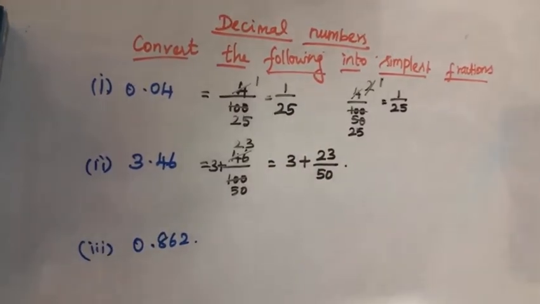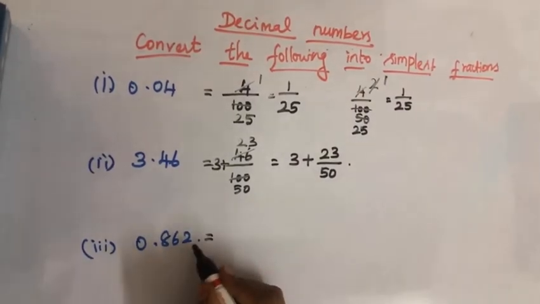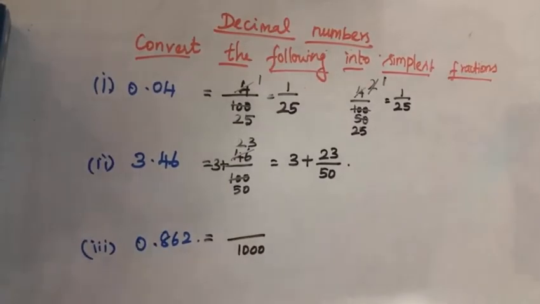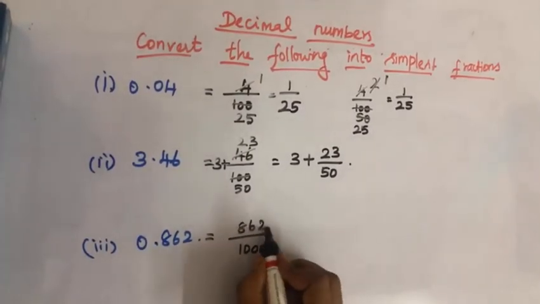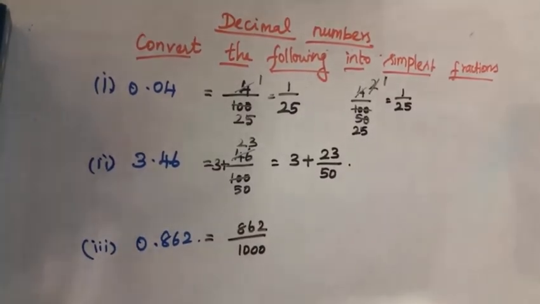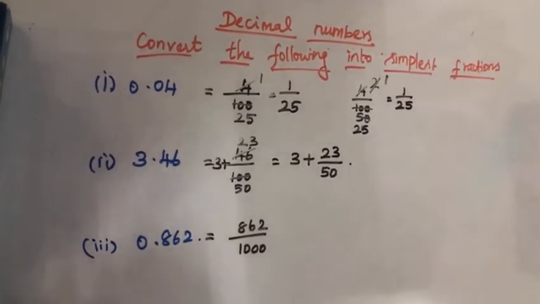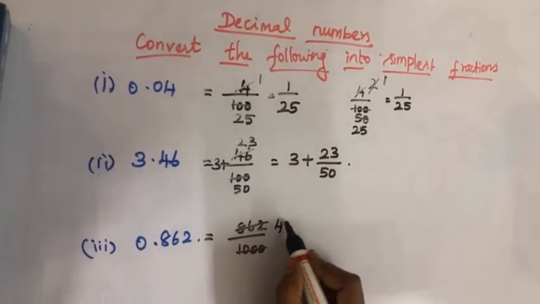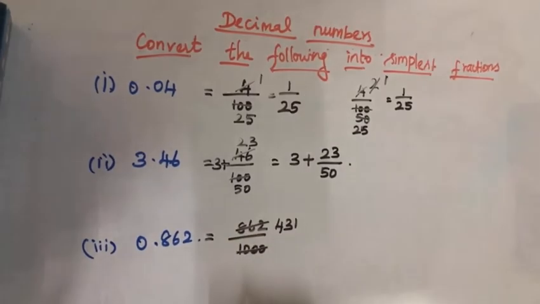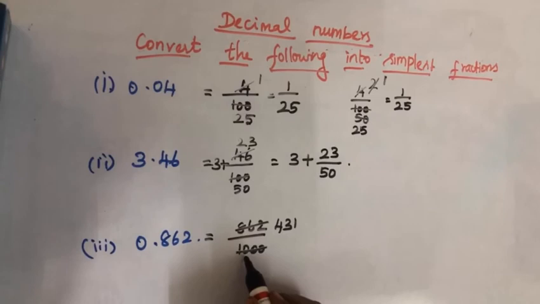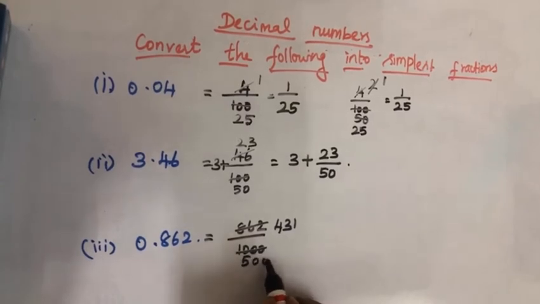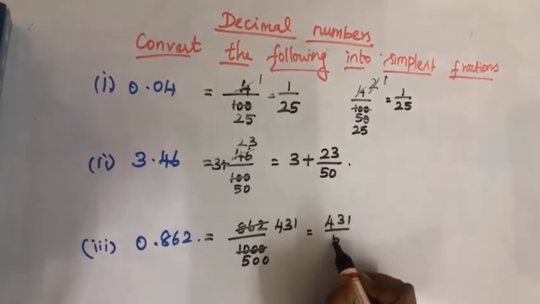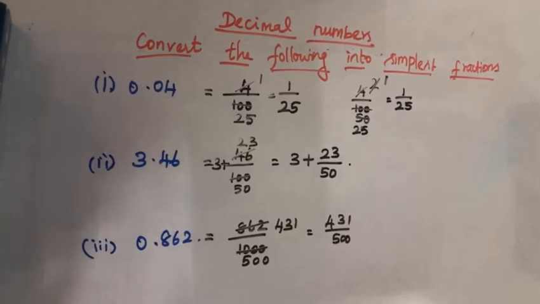Okay. So, now here there are 3 decimal places. So, in the denominator 1000 will come. So, in the numerator 862. So, shall we cancel now with the 2 table? 4 twos are 8, 3 twos are 6 and 1 two is 2. In the denominator 5 twos are 10 and 0. It is 431 divided by 500. That is the answer.